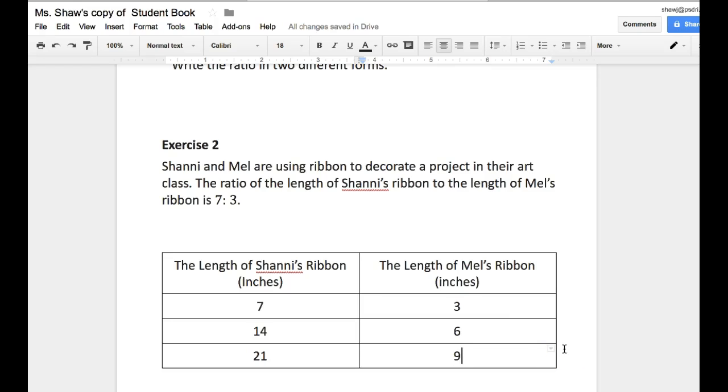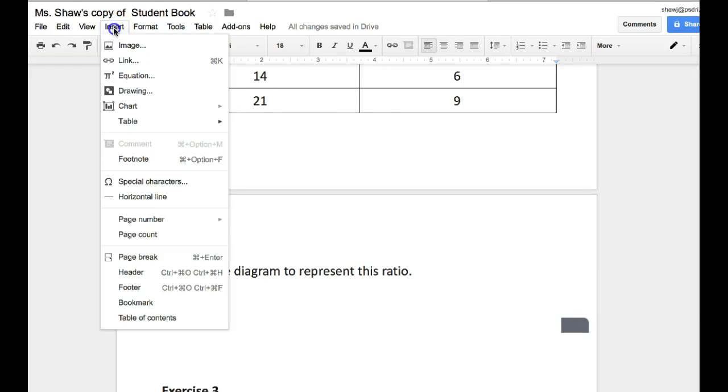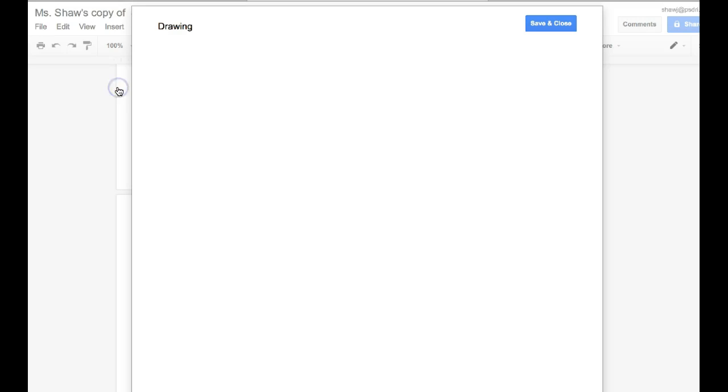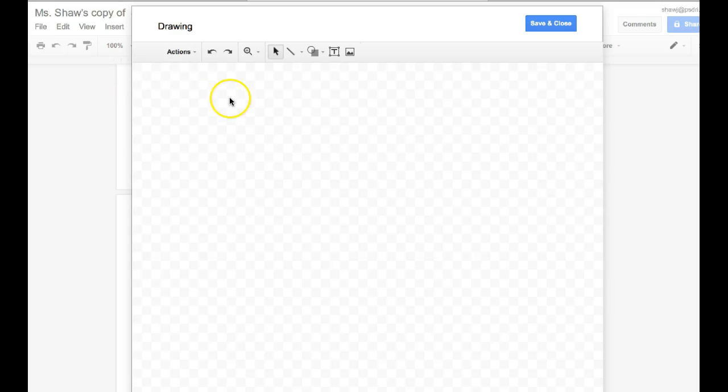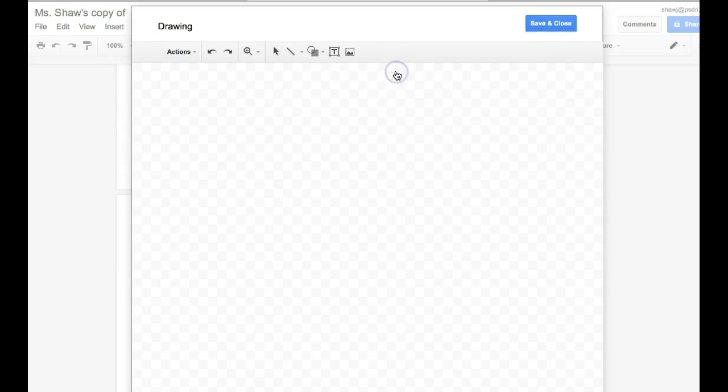Now I'm going to show you how to do it on the document, but you can either do it in your document using drawing the way I will, or you can draw it right on your paper, probably around the same time. Now, working with a document, this can be a little tricky at first, but it's not really that hard when you start working with it. Go up to Insert, and then go to Drawing. And then what I found the best way is to come up here where we have Shapes, and pick a shape. The tape diagram is usually in the shape of a rectangle, and then put it right here.